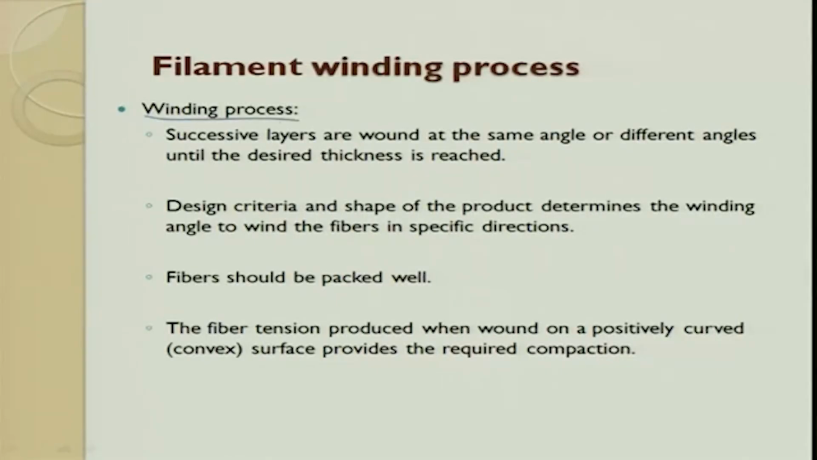So, winding process is nothing but successive layers are wound at same angle or different angle. So, that means to say throughout the thickness you can have a same angle, or you can keep changing the angle. So, what does it mean? It leads to functionally graded filament wind composites. So, that means to say the strength keeps changing.